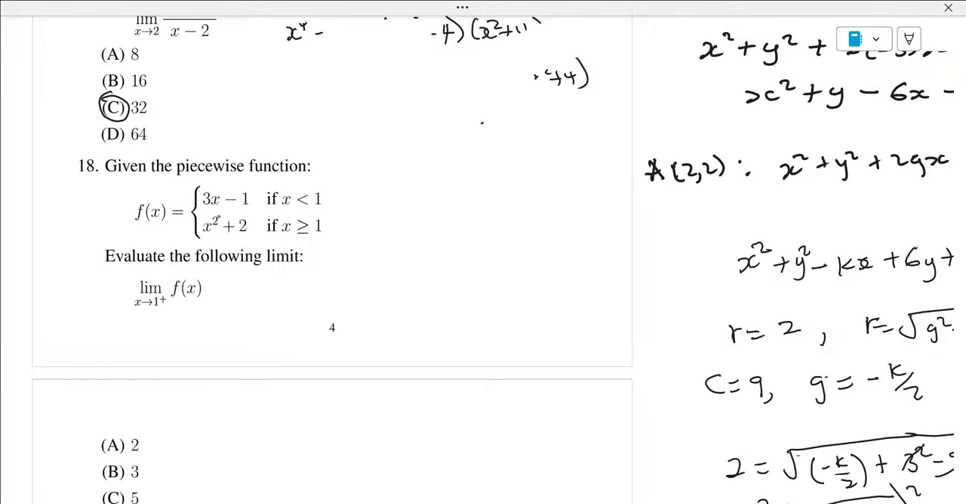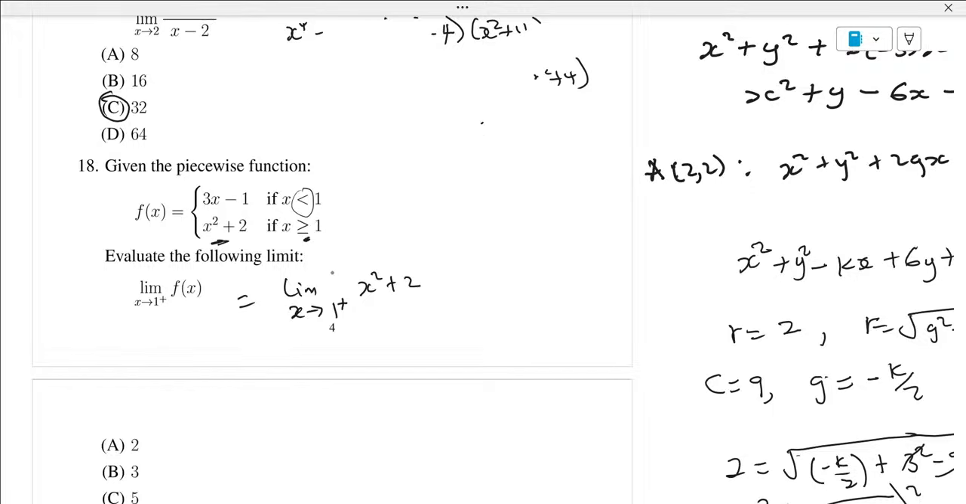So looking at the two functions, you choose the function that will let you know if it is from the positive or from the negative. From the positive is greater than. The other one is less than -1, where we can have -2, -3, and so on. This one will be greater than, so it is from the positive. So we are going to use this one to evaluate the limit. So we have the limit as x approaches 1 from the positive, x squared plus 2.